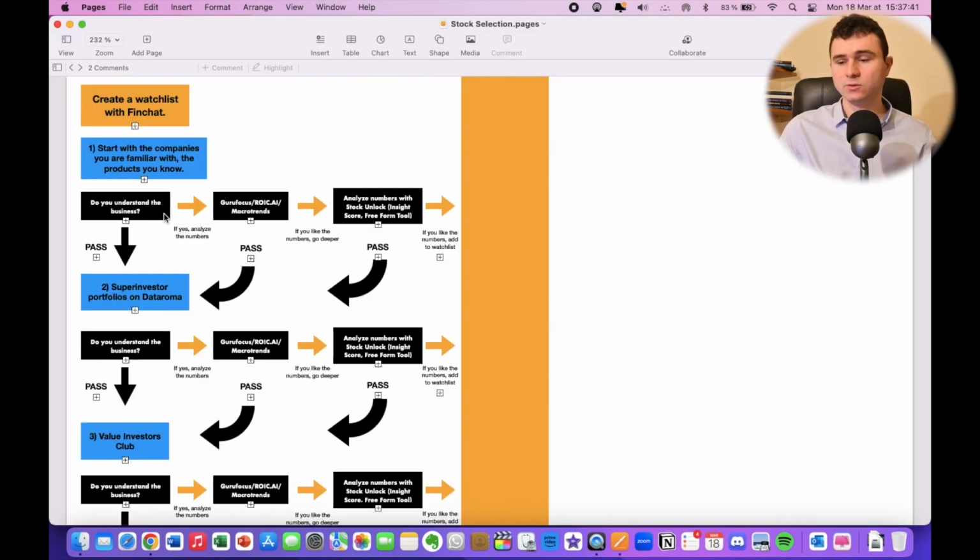So the first step of this document is to see if we understand the business. Apparently, it's very easy to understand. They sell energy drinks and they don't have stores.